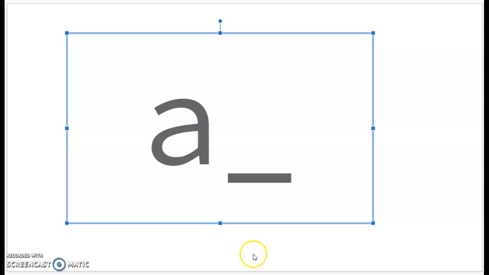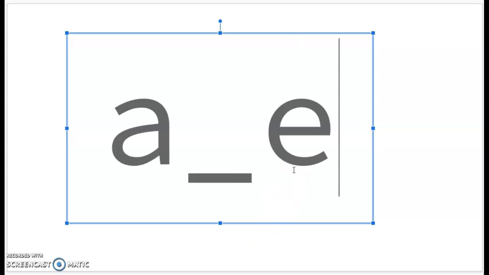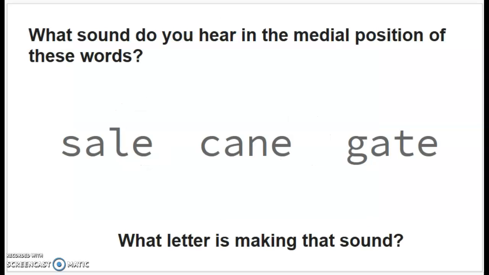Now, today we're going to talk about a sneaky E. What does A say when we have a consonant and sneaky E? What does E make A say? E will sneak up on A, and A will say A. Let's look at some words. What sound do you hear in the middle position of these words?